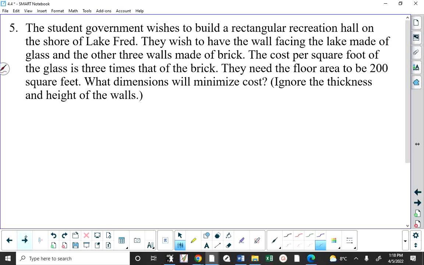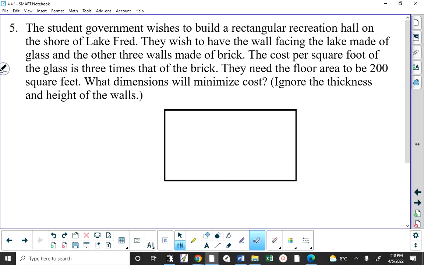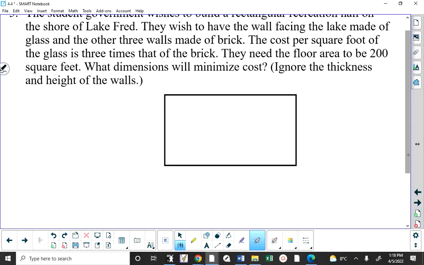Student government is going to build a rectangular hall on the shore of Lake Fred. And I'm gonna just draw this for the time being. We're going to add a lot to this, and there's a lot more detail to what's going on. But this is the hall. All right. And there is a lake. I don't know where the lake is. Let's just say Lake Fred. Lake Fred is here.